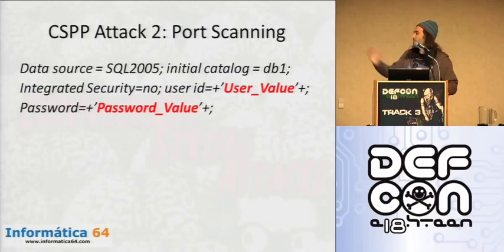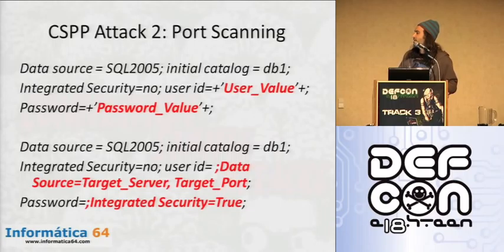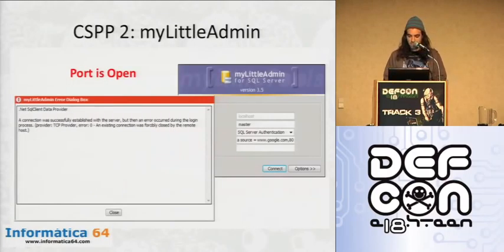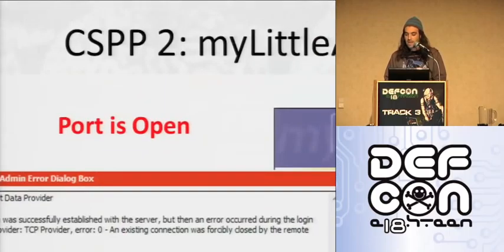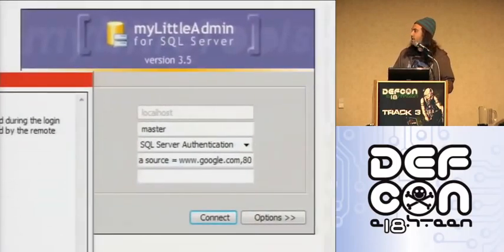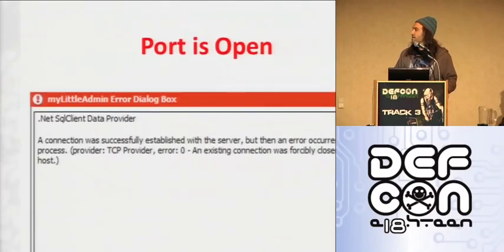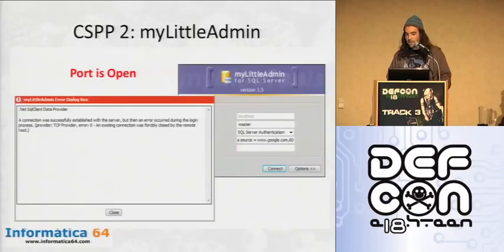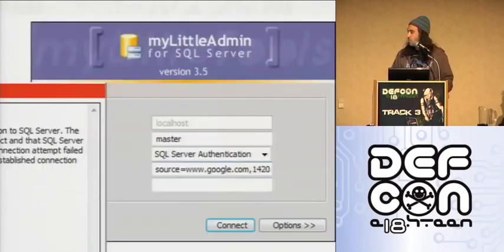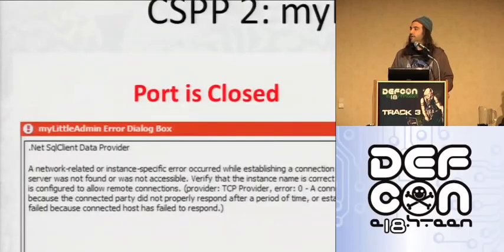In this example, with this connection string against a SQL Server 2005, the idea is just to inject something like semicolon data source equals target server, target port in the user ID, and in the password just something like semicolon integrated security equals true. This is a commercial product, MySQL Administrator, and in it you get a panel to connect to your database. Trying to discover if Google is answering on port 80, you retrieve something like a connection was successfully established with the server. But if you try port 1420, you retrieve something like there's nothing listening there.